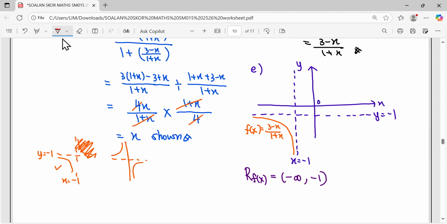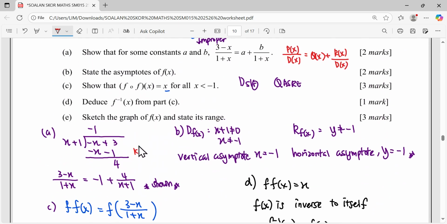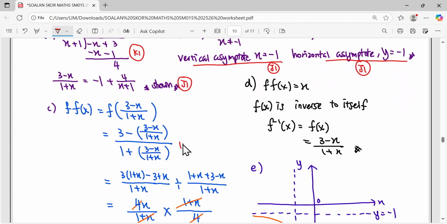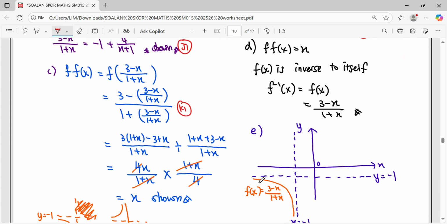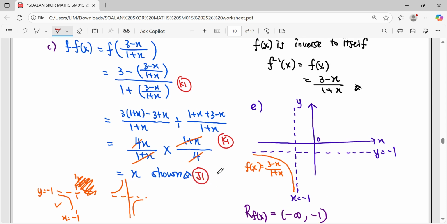Alright, so then here we have labeled our 0 as origin. Now we see how to score this. Firstly, do the long division and express it in this form, 2 marks. Secondly, B, just state, so we just need to see this vertical asymptote, horizontal asymptote, 1 mark. Answer for this directly, 1 mark. Then showing the composite. Firstly, substitute into the composite and show us how you simplify it, fraction over fraction, until this x only. So this is your 3 marks.